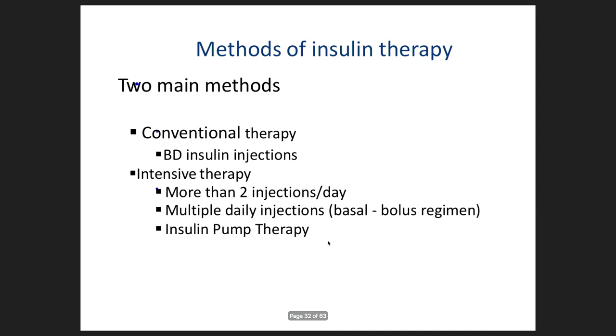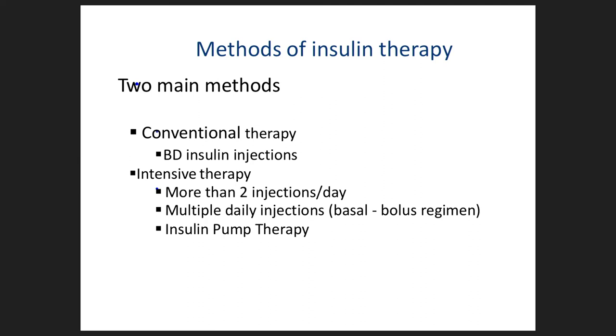There is plenty of insulin coming to the market day by day, and if we look at the methods of giving insulin, we have the conventional method. Conventional method means twice per day injection, one before breakfast and one before dinner, and this was the old method to give insulin. Nowadays, nobody uses conventional therapy because it has been associated with poor diabetes control and complications. So people started to shift to intensive insulin therapy rather than conventional insulin therapy.